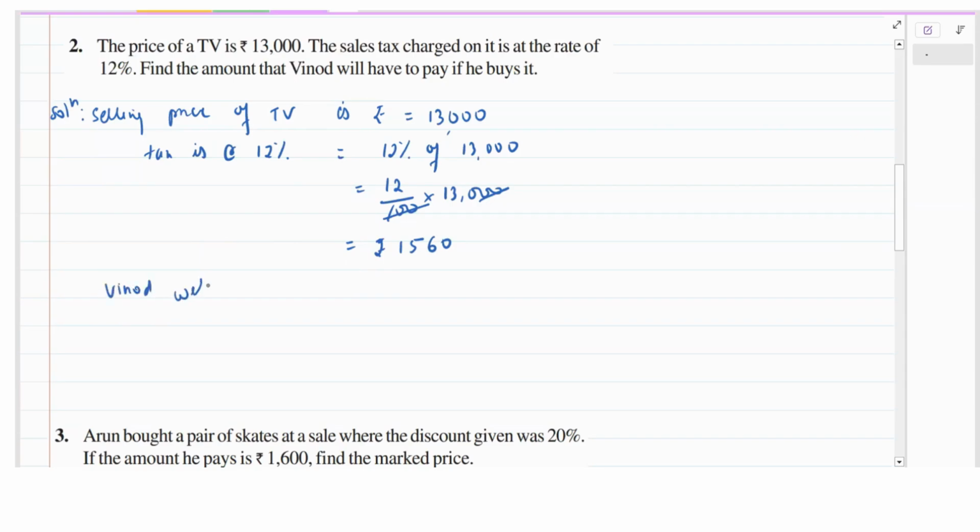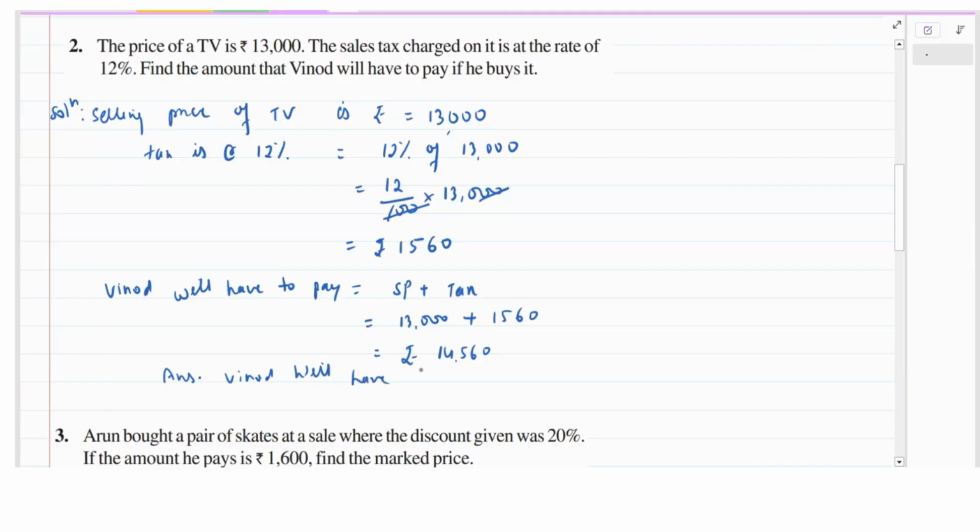So Vinod will have to pay how much? Selling price plus tax. That is, selling price is 13,000 plus tax is 1560, and this will give you rupees 14,560. 14,560 he has to pay to the customer. So the final answer you can write here: Vinod will have to pay rupees 14,560. Correct?